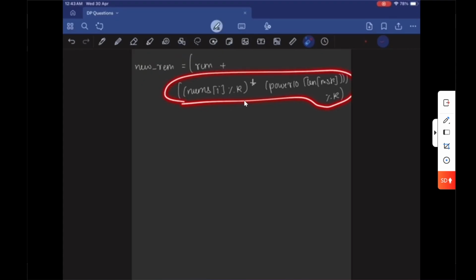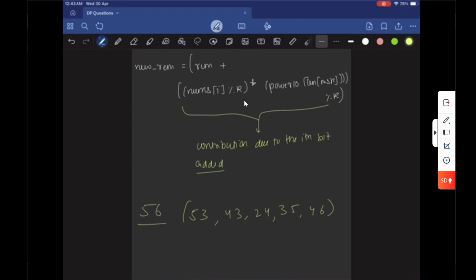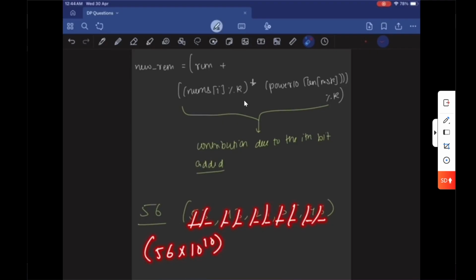And this might be a little intimidating or a little tough. So what is this? One thing is for sure, this is a contribution due to the ith bit added. This is pretty much obvious. So just take for example, as I already said, let I had 53, 43, 24, 50, 35, 36. And if I added 56, what would the contribution be? It would basically be 56 into what are the total number of digits here? Which is 1, 2, 3, 4, 5, 6, 7, 8, 9, 10. 10 to the power of 10. This would be the contribution, right?